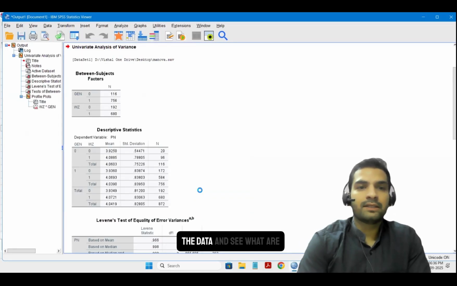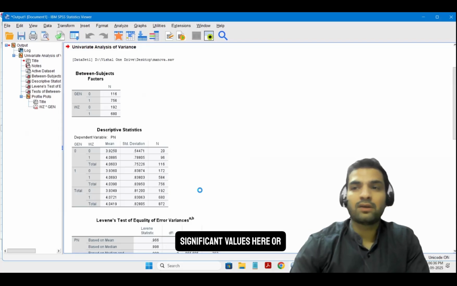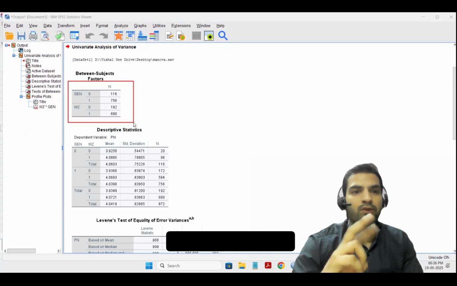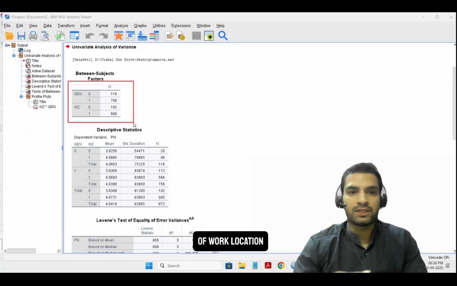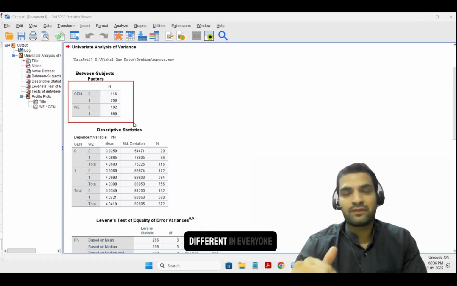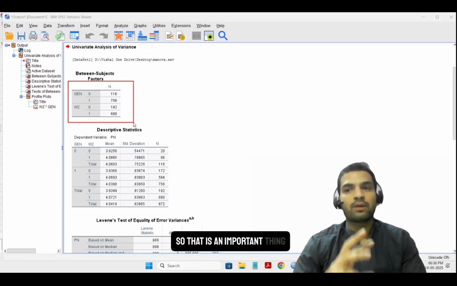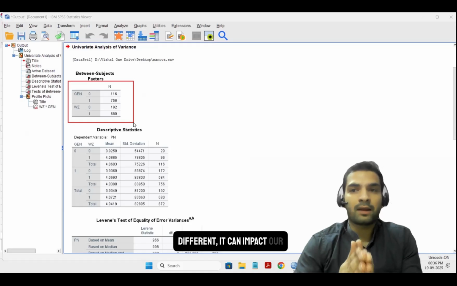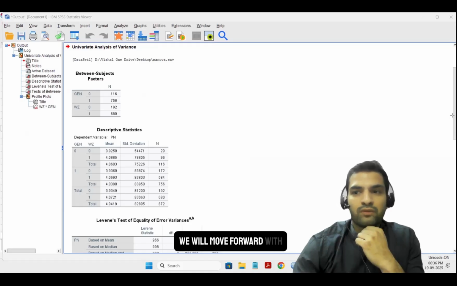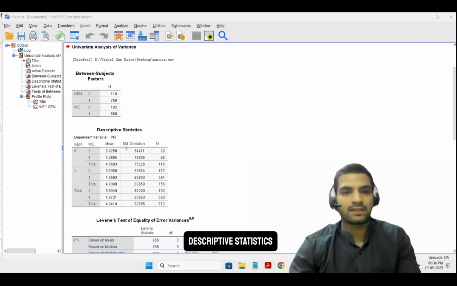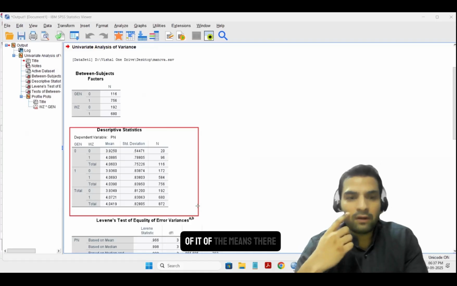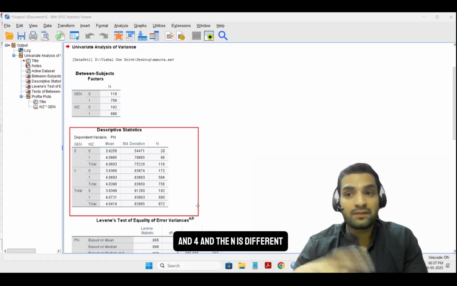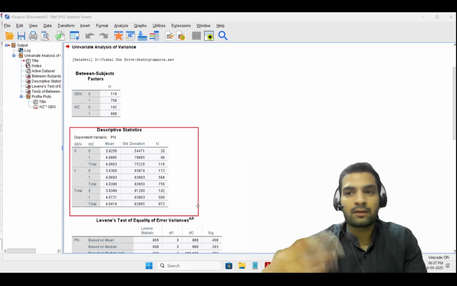Now we're going to look at the data and see what are significant values here or not. As you can see here, there are four groups from the combinations of two groups of gender and two groups of work location, and the sample size is different in every one. That is an important thing to consider in research because, when our sample size is different, it can impact our research conclusions. We will move forward with descriptive statistics. We have a basic understanding of the means here, which are close by, around 3 and 4, and the n is different, so that might again impact the results.